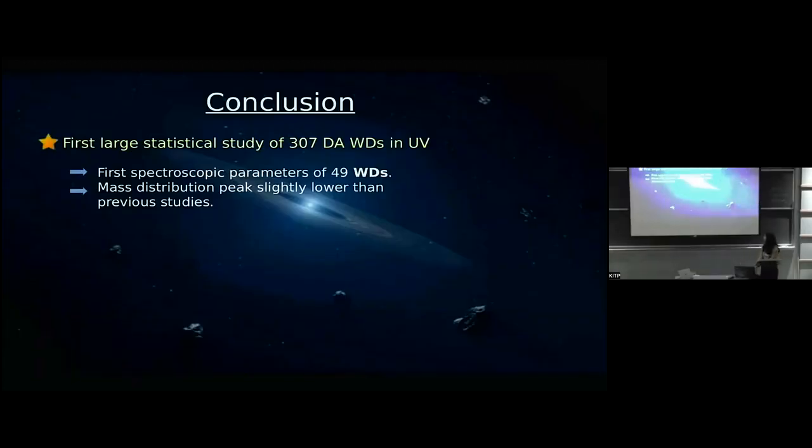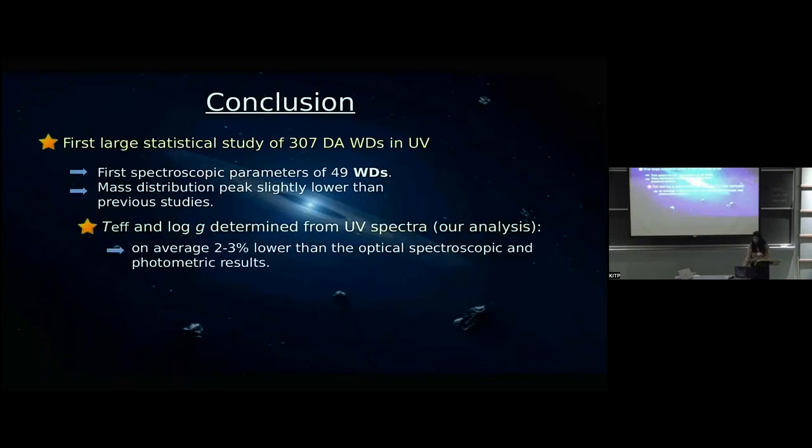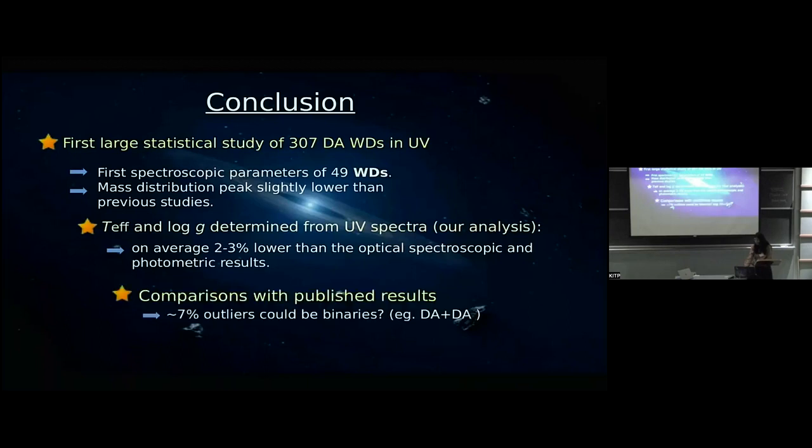So this is the first large statistical study of DA white dwarfs, and we are providing the first spectroscopic parameters of around 50 white dwarfs. For the mass distribution, we see that the main peak is slightly lower than in the optical studies. And also the temperature and log G determined from UV spectra are on average lower than the optical and photometric results. Yeah. So thank you.